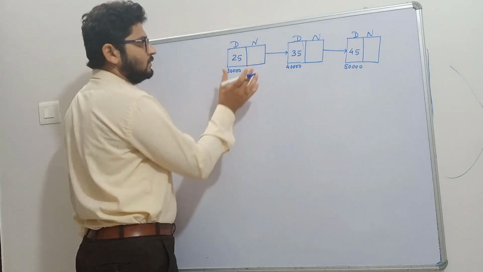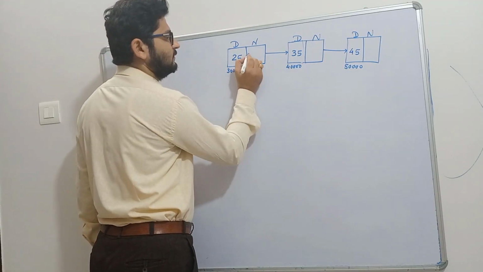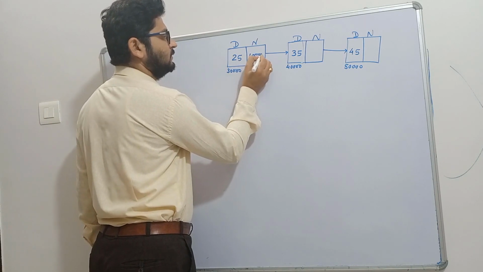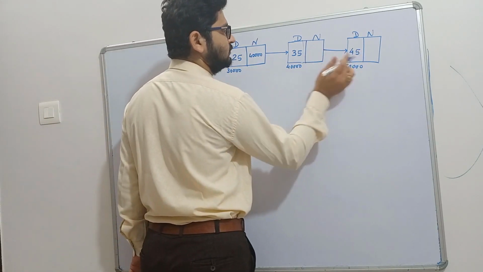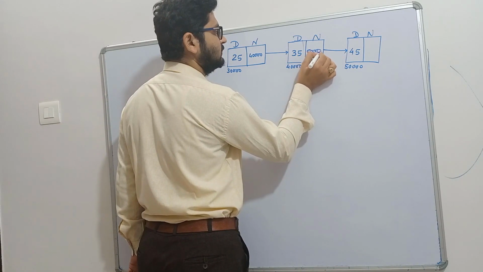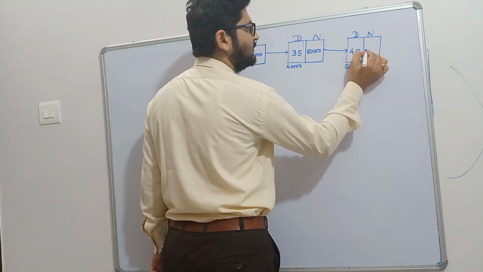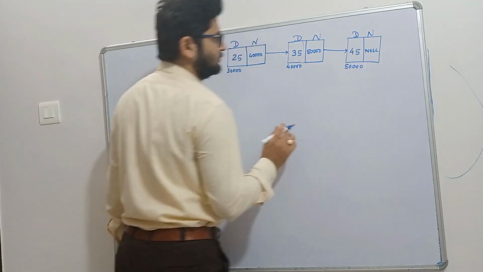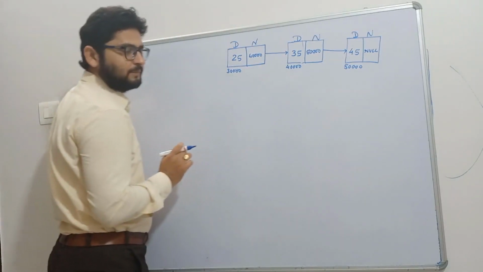So this node is pointing to this node, that's why 40,000 will be stored over here. This is pointing to this node, that's why 50,000 will be stored over here. Now here it will be null. Why? Because there is no next node, so it is not going to point to any node.